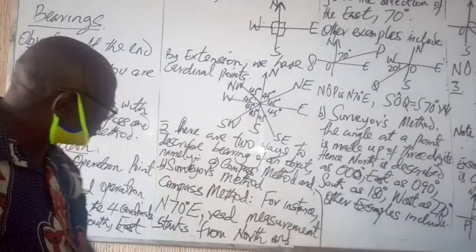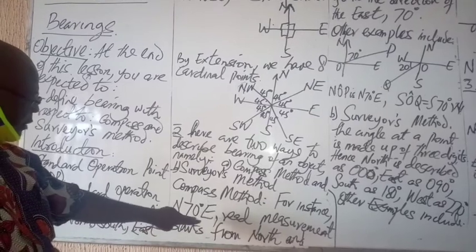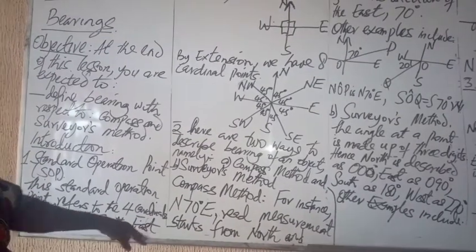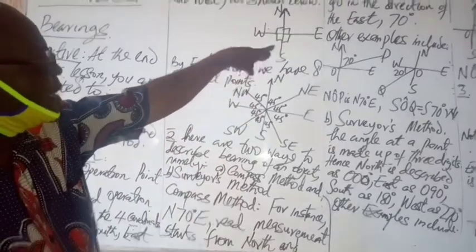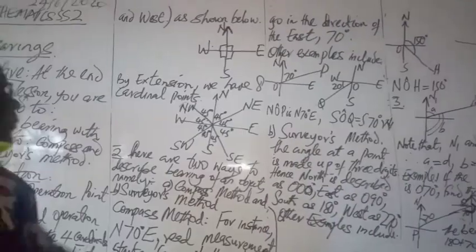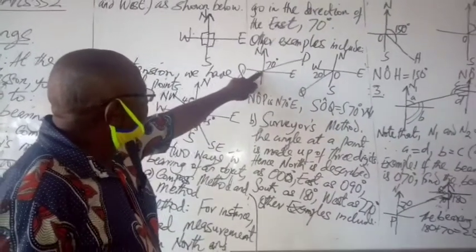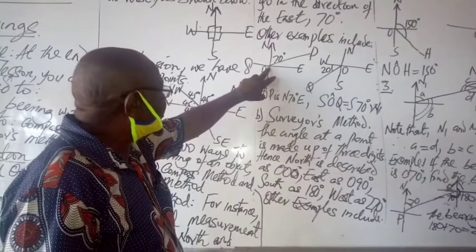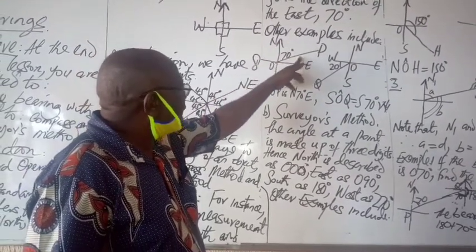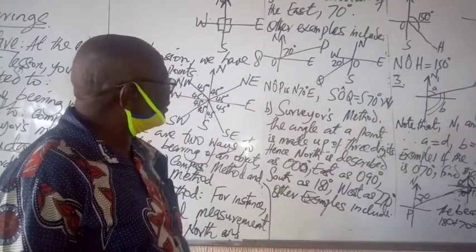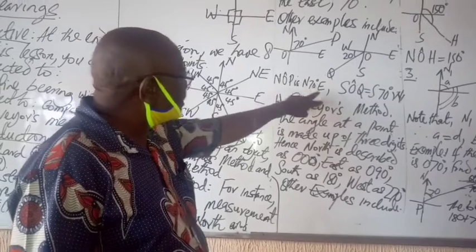In the compass method, for instance, we have north 70 degrees east, and it is read as: start from north and go in the direction of east, giving you 70 degrees. For example, here, this is our starting point. This is by estimate, not by measurement. If I want to get this 70 degrees, I start from the north and read down to east, and that gives me 70 degrees, which is given as angle NOP is 70 degrees northeast.